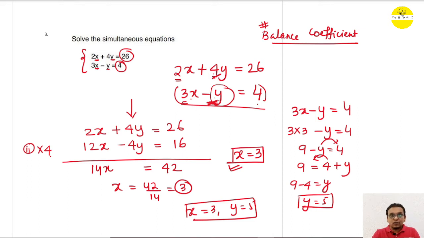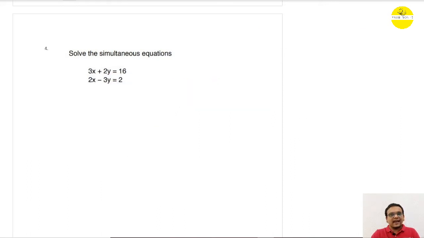So move to the fourth question. Here we have a fourth question. And yes, it's a different type of question. Listen properly. Here we can see that the first step that we know is that we have to check the coefficients. If the coefficients are different, then we have to balance the coefficient. How to do that? So already we know we have to multiply some number.